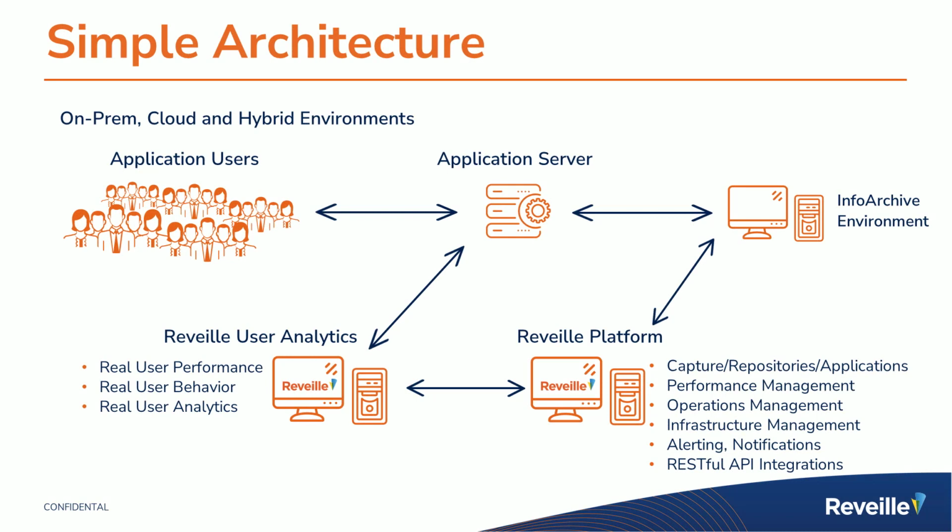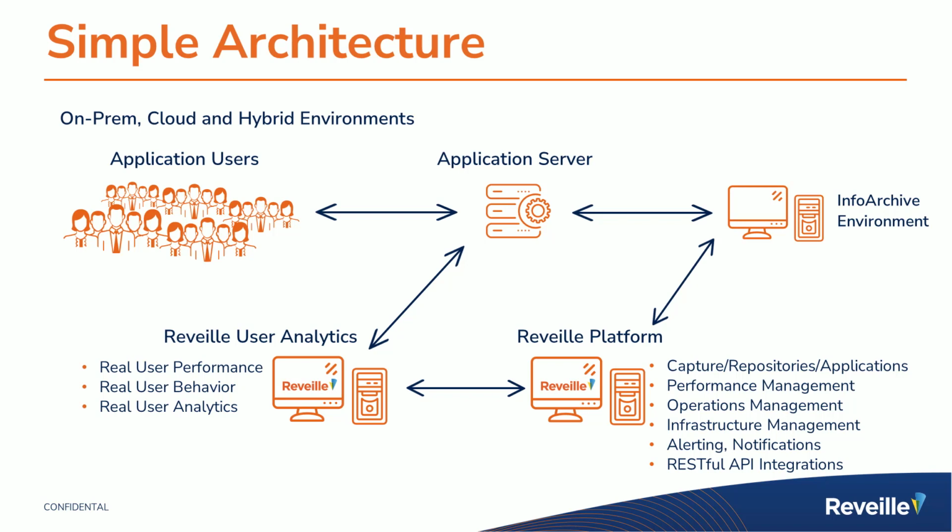Reveille has a simple architecture. It's made up of two components, Reveille Platform and Reveille User Analytics. In conjunction, these two Reveille components allow us to monitor the complete enterprise content management and capture environment. Not just the content management environment specifics, but also the elements that support this, such as databases, application servers, index servers, ingestion areas, etc. Reveille has virtually no effect on the performance of the enterprise content management environment.